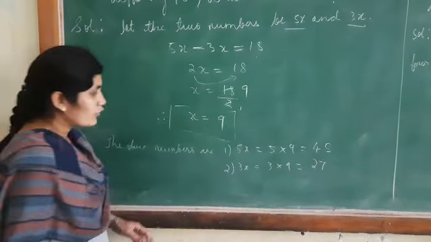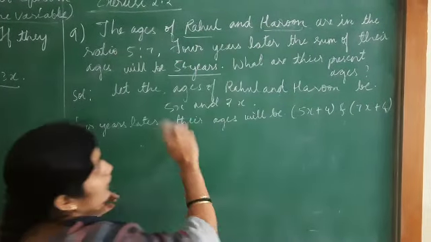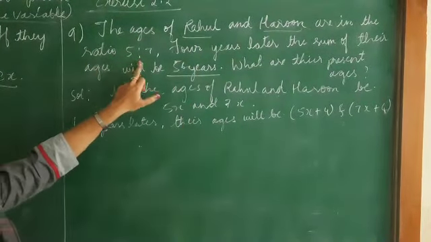Now let us move on to the ninth problem. In the ninth problem, the question is, the ages of Rahul and Harun are in the ratio 5:7. 4 years later, the sum of their ages will be 56 years. What are their present ages? So, the ratio of the ages is given, that is 5:7. 4 years later, the sum of their ages will be 56. What are their present ages?